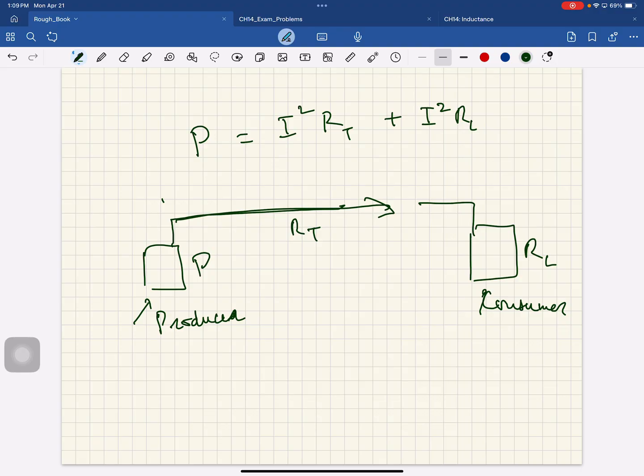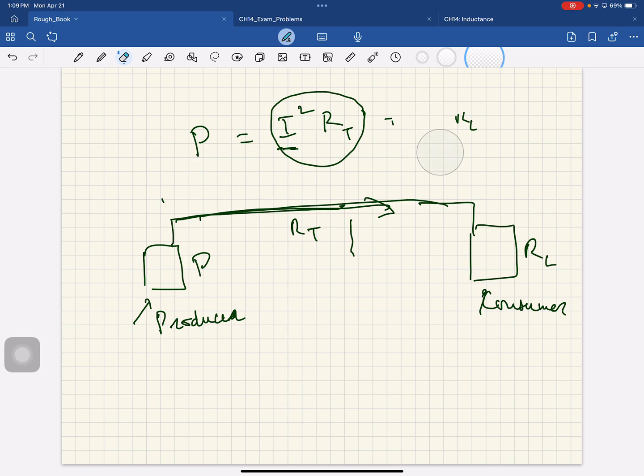If you transmit power at large currents, the transmission wires are thousands of miles of wire. You'll lose a lot of your energy right there in transmission. Very little will trickle to your home. How do you fix that? To fix that, you want to make this term small. So what you do is you transmit power at very low currents.